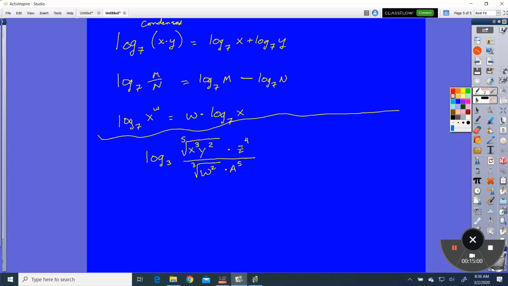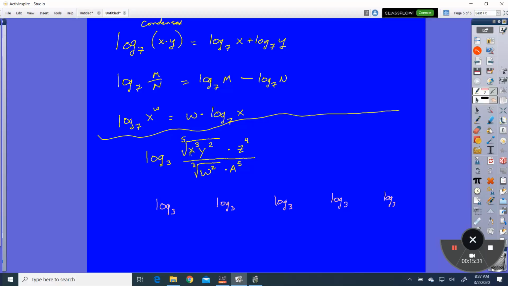One. We have an x, a y, a z, a w, and an a. So there's 5. Each variable gets its own log. So I need to have 5 log 3s. Why 5? Because there's 5 variables. Each variable gets its own log. As long as you remember that, you'll be all right. Okay? So each variable has its own log.